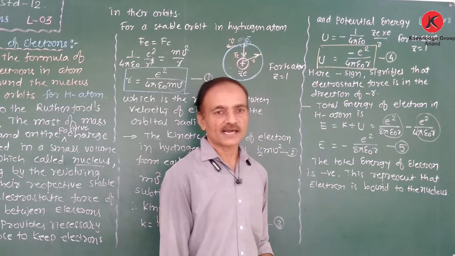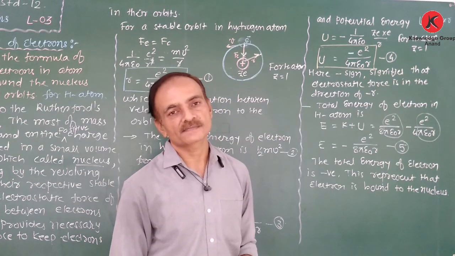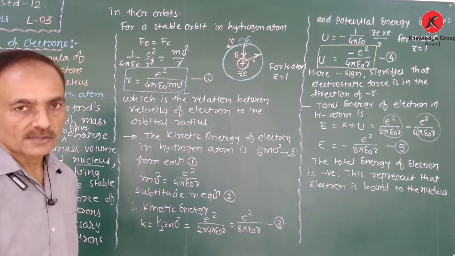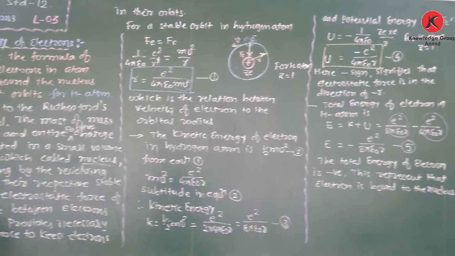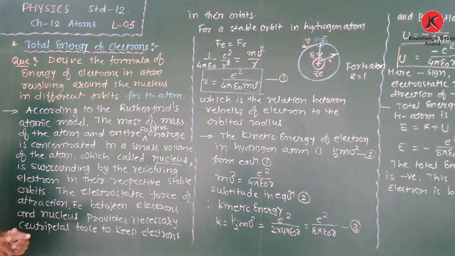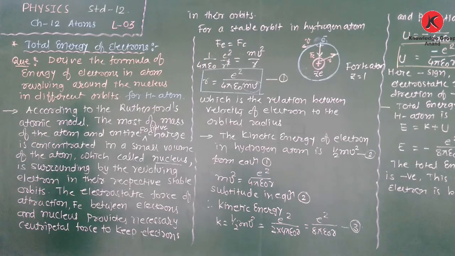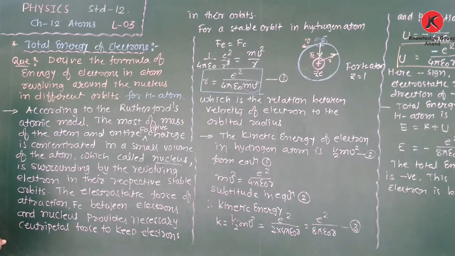Clear this? Again we repeat this question because that is the most important question for 2 marks. Frequently asked: obtain the equation of total energy of an electron for hydrogen atom. The question is asked in this manner: derive the formula of energy of an electron in an atom revolving around the nucleus in different orbits for hydrogen atom.